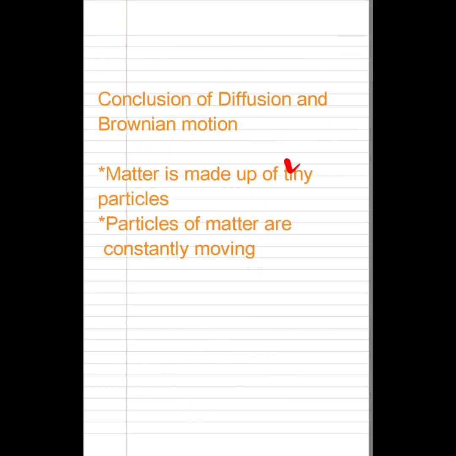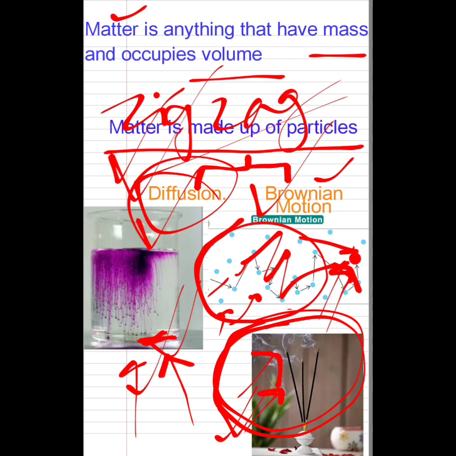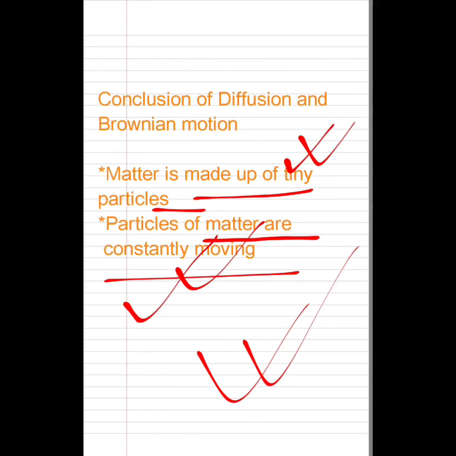The conclusion of diffusion and Brownian motion is that matter is made up of tiny particles, and particles of matter are constantly moving. By Brownian motion, we have come to know that particles of matter are constantly moving, like in the zigzag pattern of the pollen grain due to the movement of the water molecules, and matter is made up of tiny particles.